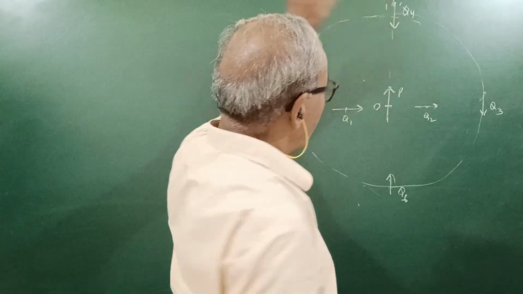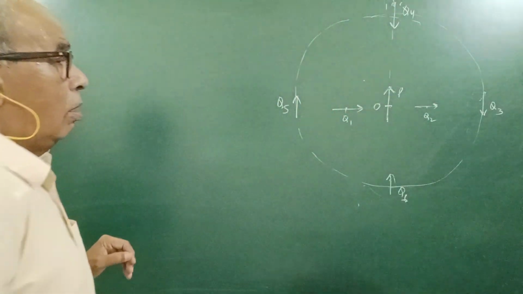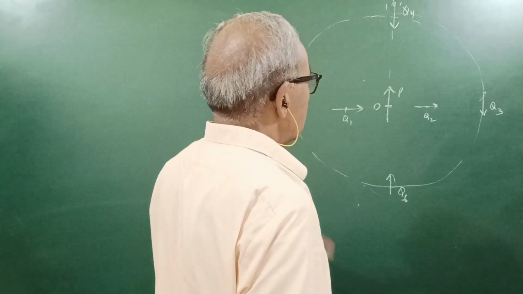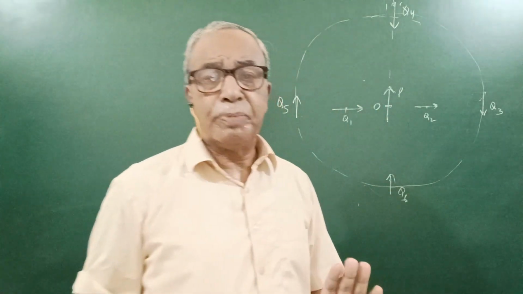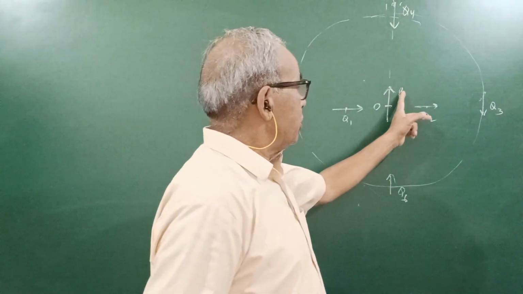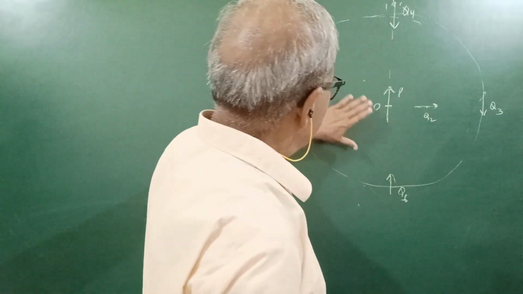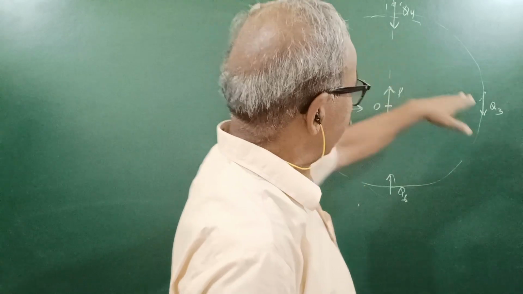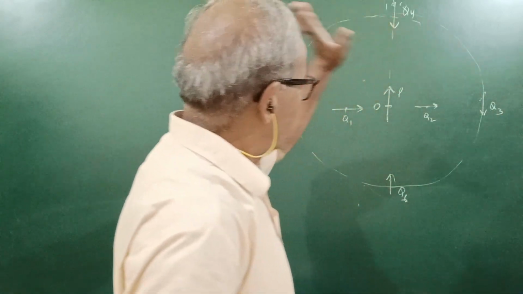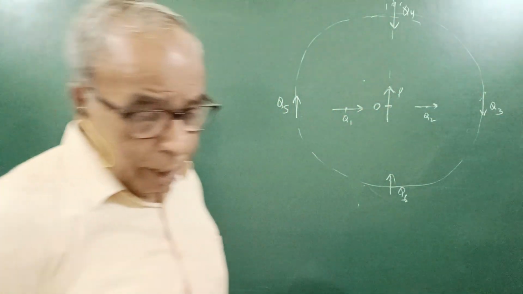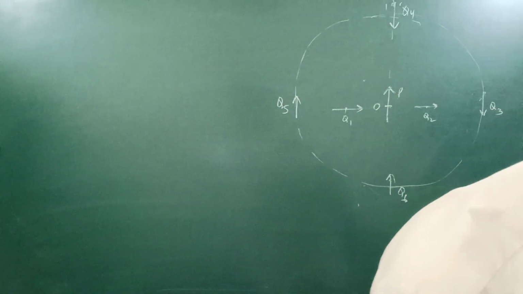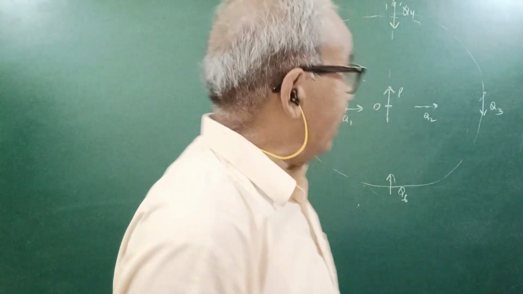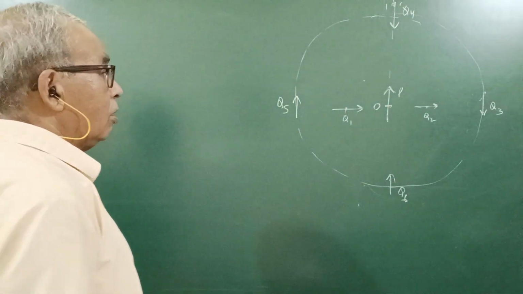placed in the neighborhood of bar magnet P. These are only two magnets, P and Q. P is this, Q is placed here first at Q1, then we may take Q2, then we can take it at Q3, Q4, Q5. So here you are asked in which configuration the system of two magnets will not be in equilibrium.